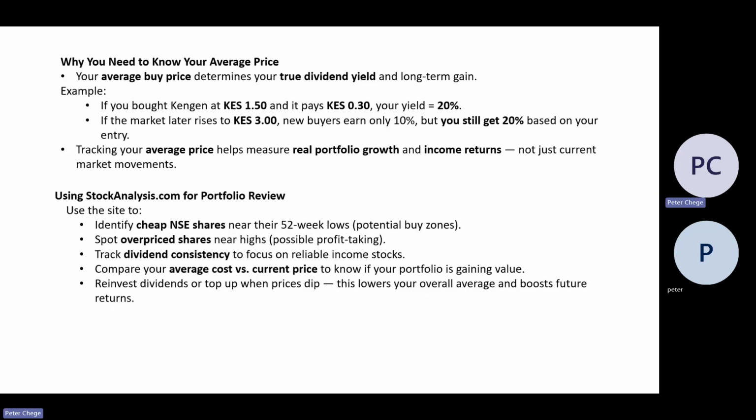Then spotting overpriced shares, those ones that are near 52-week high, you may want to take profit by selling, if you have been investing for capital gains. Also tracking dividend consistency, so that you focus on reliable income stocks that are giving you dividend continuously. Then you want to compare your average cost against the current price to know if your portfolio is gaining in value. We are coming to that.